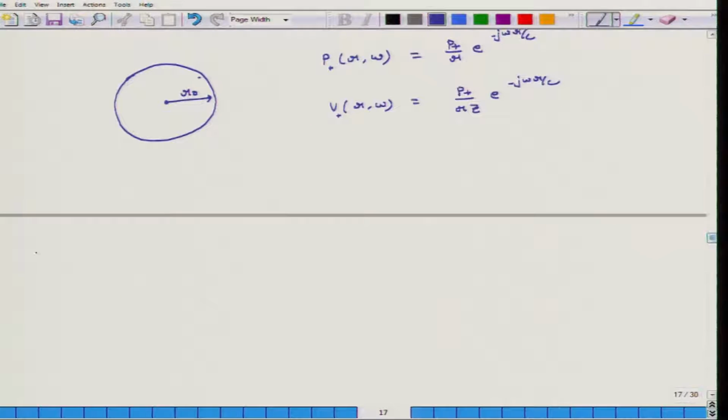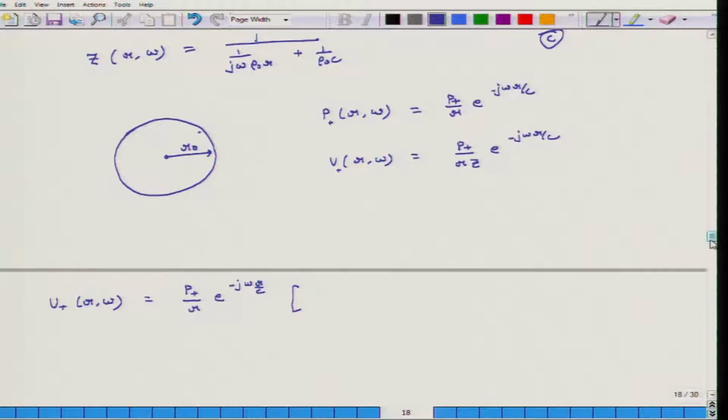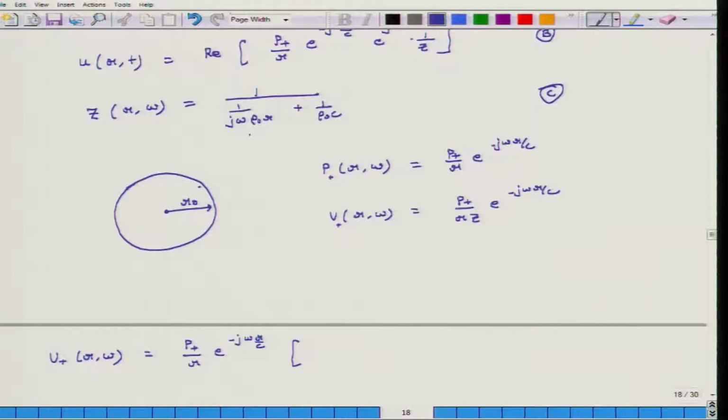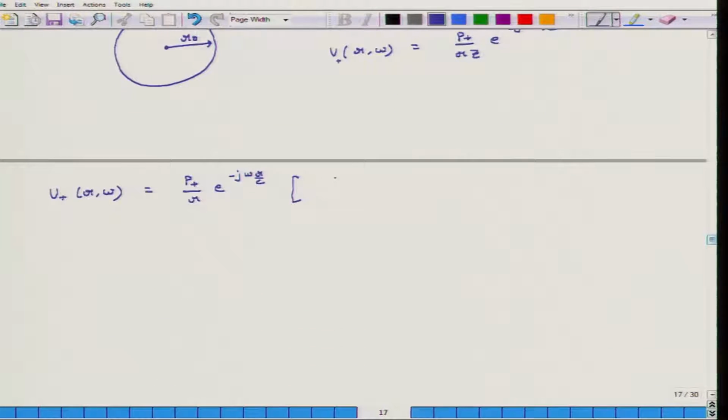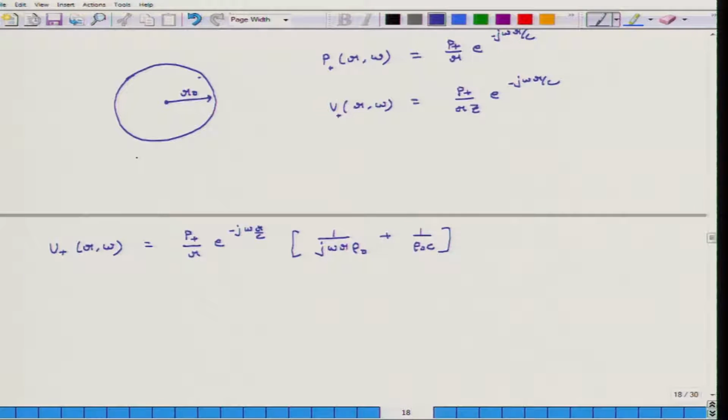From here I can say that u plus, a function of r and omega, equals P plus divided by r, e to the minus j omega r over c, times 1 over Z, and Z is 1 divided by this entire expression. So, 1 over Z is 1 over j omega r rho naught plus 1 over rho naught c. Okay. Now, we go back to this pulsating sphere.